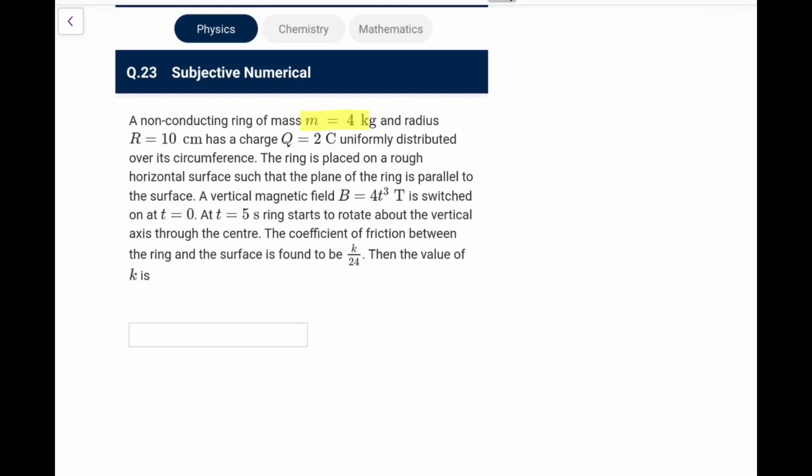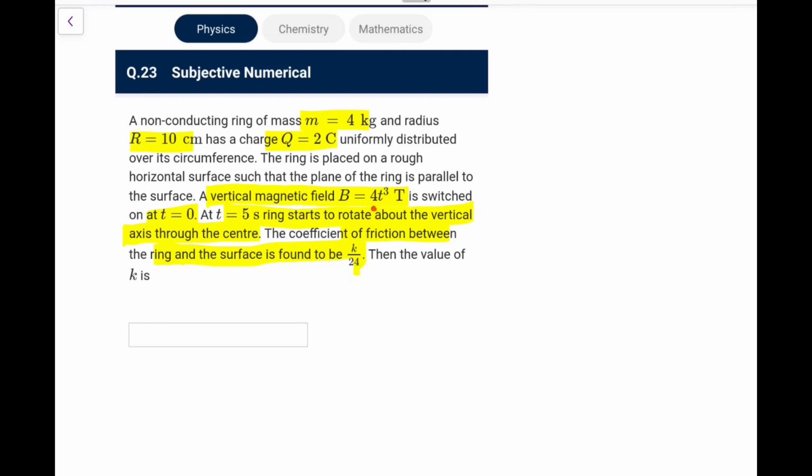Next, you have a non-conducting ring of 4 kg, radius 10 cm, charge 2 coulomb uniformly distributed over its surface. The ring is placed on a rough horizontal surface such that the plane of the ring is parallel to the surface, and a vertical magnetic field is switched on. At t equal to 5 seconds, the ring starts to rotate about the vertical axis through the center. The coefficient of friction between the ring and the surface is found to be k by 24. The value of k is.